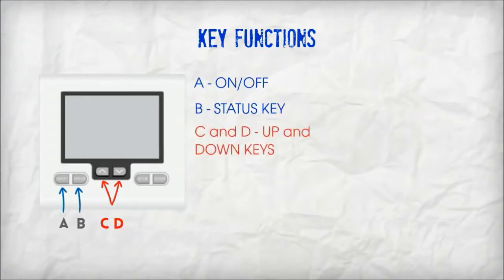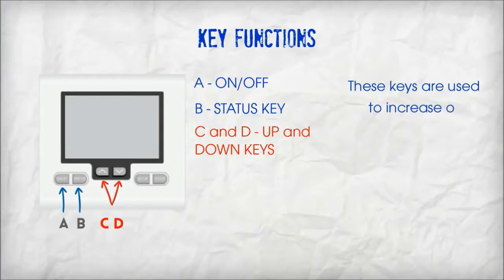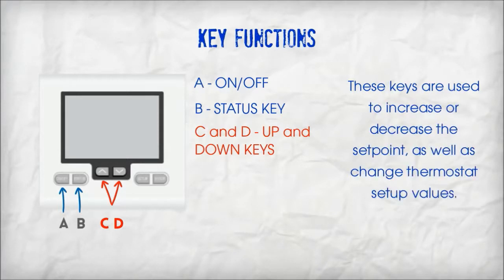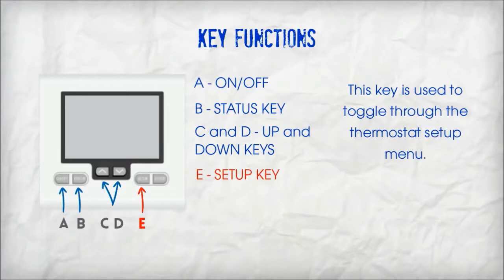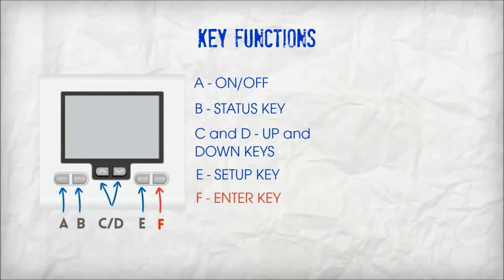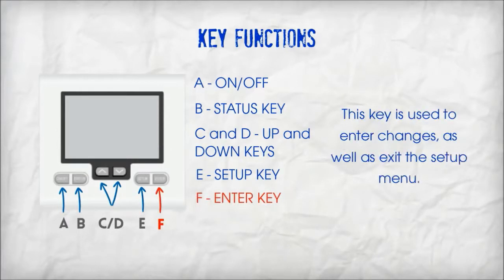Keys C and D, up and down keys. These keys are used to increase or decrease the set point, as well as change thermostat setup values. Key E setup. This key is used to toggle through the thermostat setup menu. Key F enter. This key is used to enter changes as well as exit the setup menu.